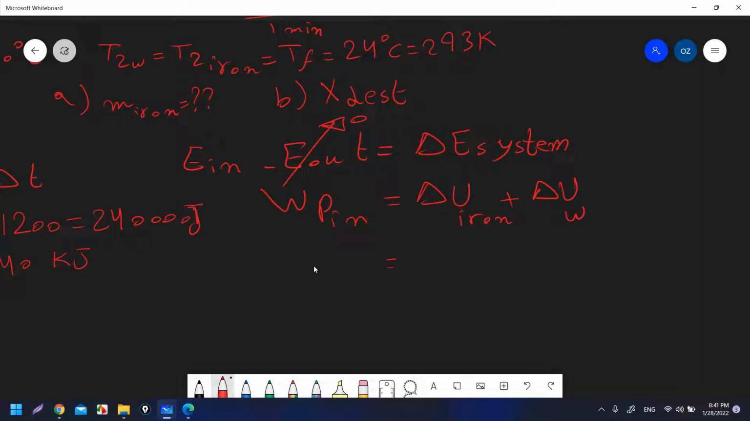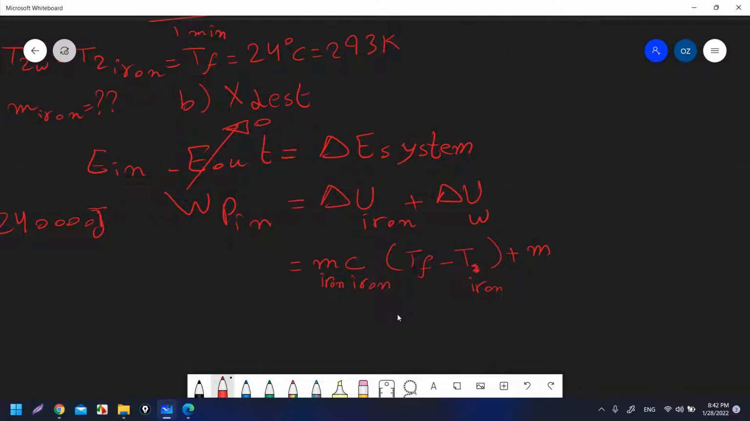For the delta U iron and delta U water, we will substitute like the ideal gas, but now it is not Cv or Cp. We only have C iron times T2 iron minus T1, but T2 for both is T final. So T final minus T initial for iron, plus m, of course this m iron is the first requirement from us, m water, C water, and delta T, also T final, the same for both, minus T water. I want to find m iron. I already have W paddle,in, I calculated it from a second. I have T final, T iron, and T water, but I don't have m water, and I don't have C water or C iron.